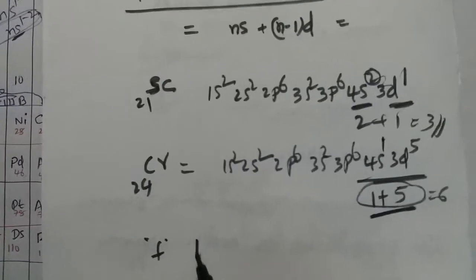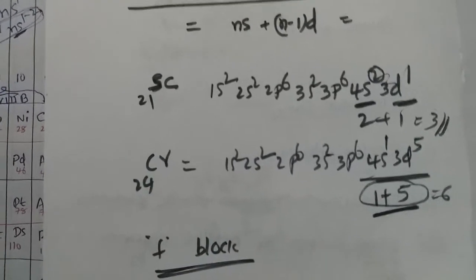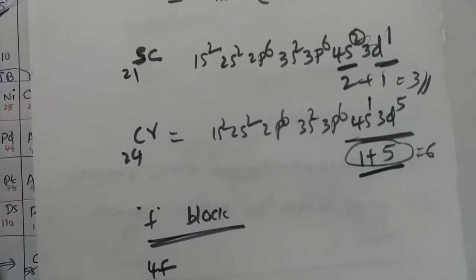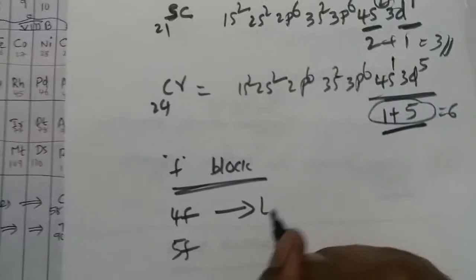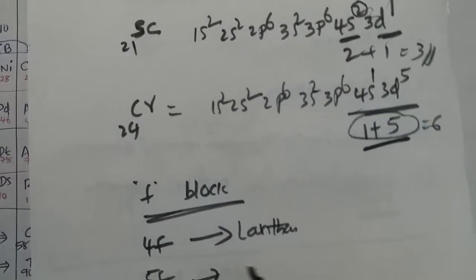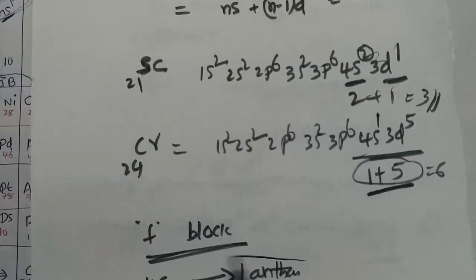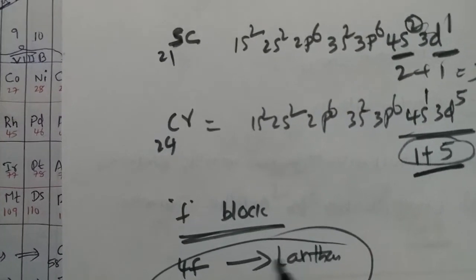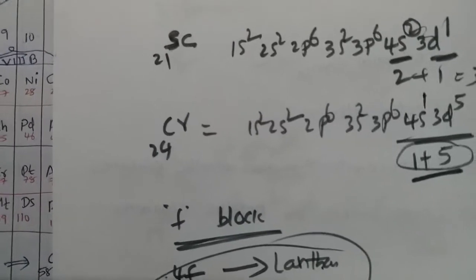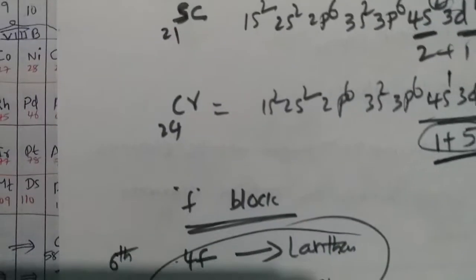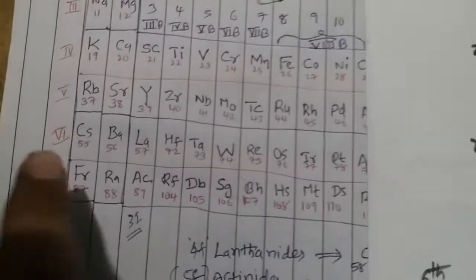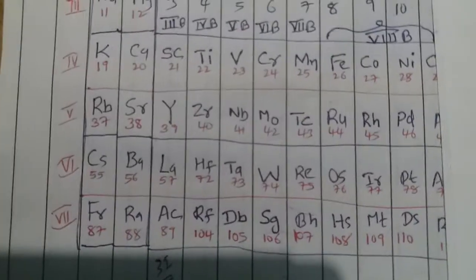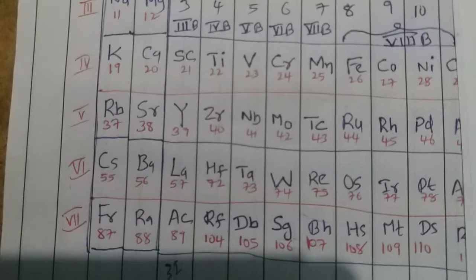F block elements are in two series. One is the 4f series, another is the 5f series. The 4f series are called lanthanides, and the 5f series are called actinides. The 4f series lanthanides are present in the sixth period. Lanthanides are after lanthanum in the sixth period.